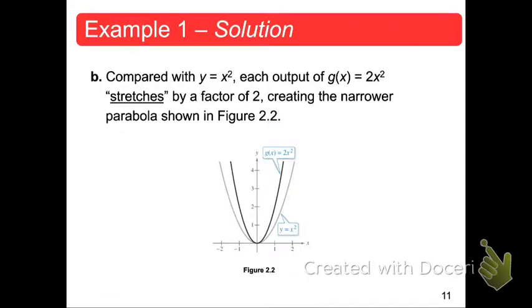Now if we look at the parent function x squared, and we want to graph 2x squared, if we recall again, this is a stretch. So we're pulling the graph up, and so it's going to be narrower. And so our new function g of x is here. It's narrower than our original function.